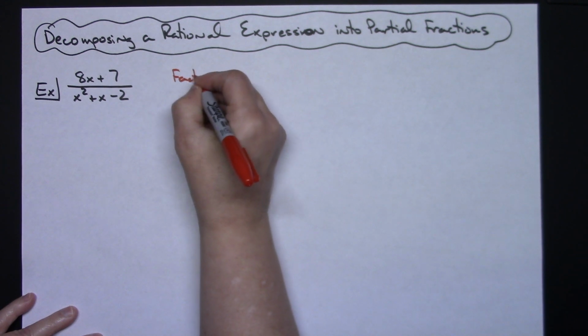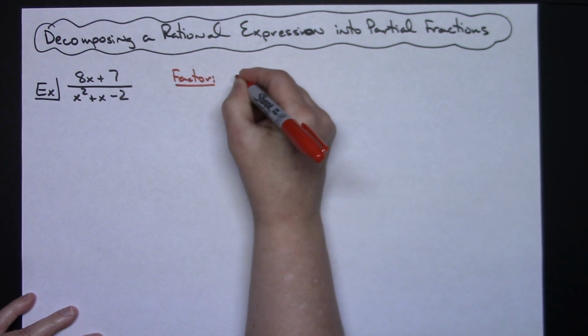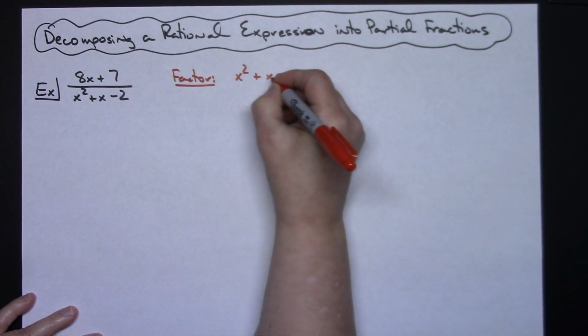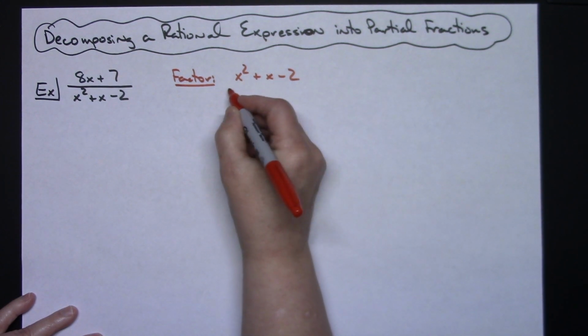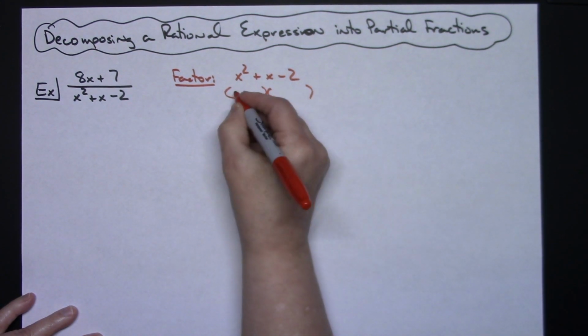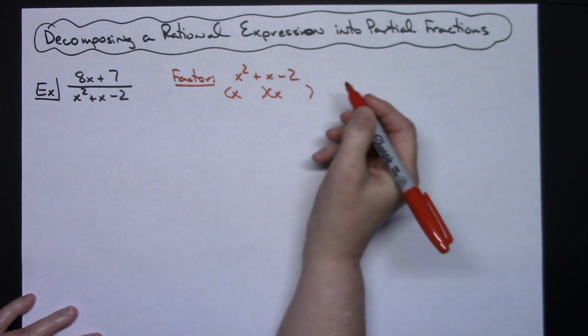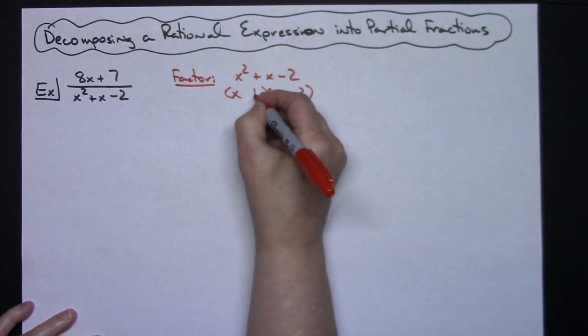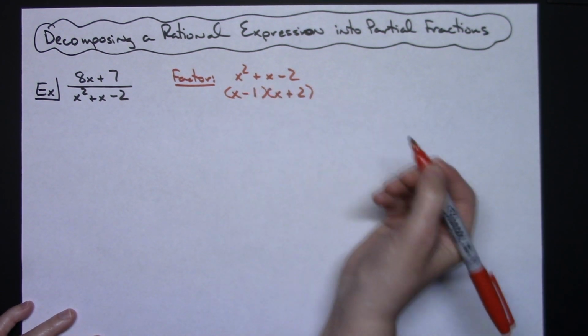Okay, so let's put factor. And then I'll have the x squared plus the x minus 2. So first step is I'm going to factor this. It's going to be a nice little guess and check. Factor pretty simply here. 2 factors of 2 are 2 and 1. I need the 2 to be positive and the 1 to be minus.